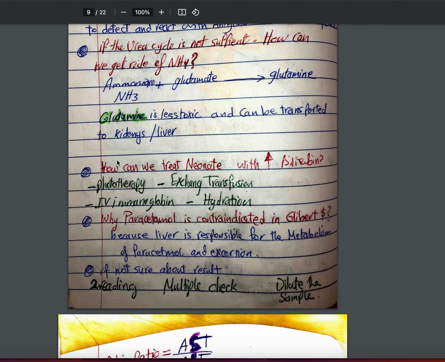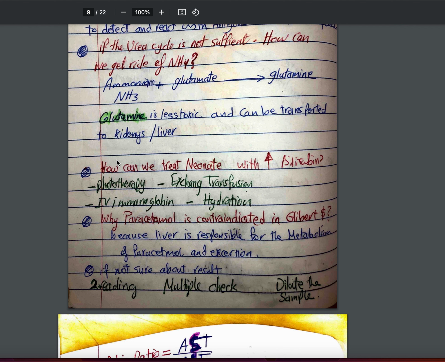But actually, if it is physiological, we can use phototherapy, we can use exchange transfusion, we can also use IV immunoglobulins or hydration.